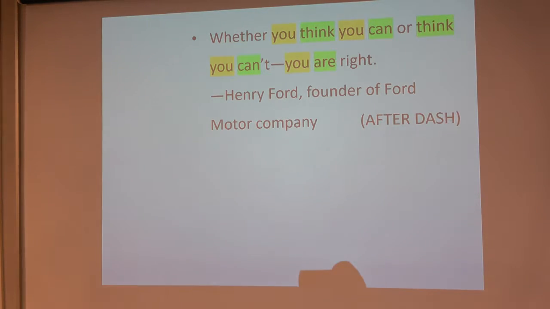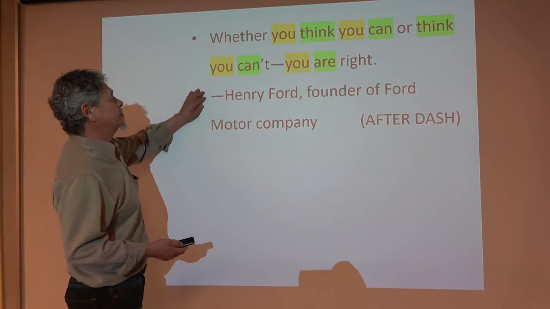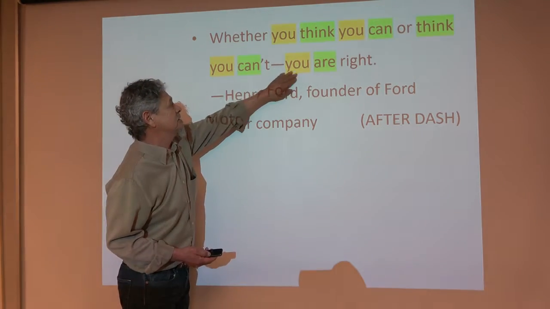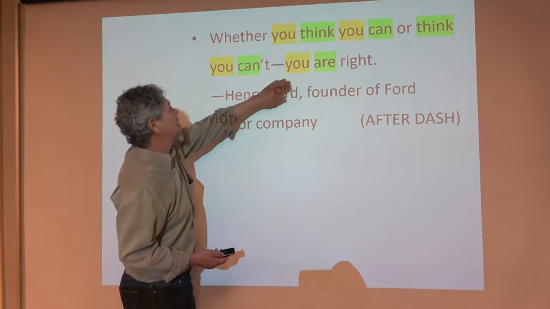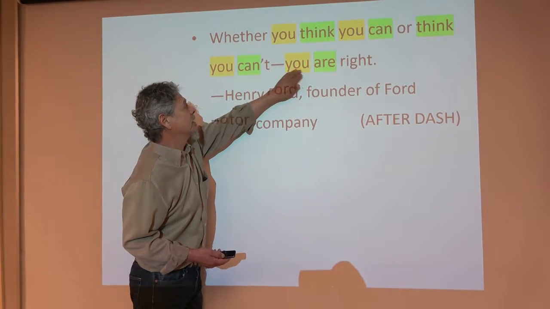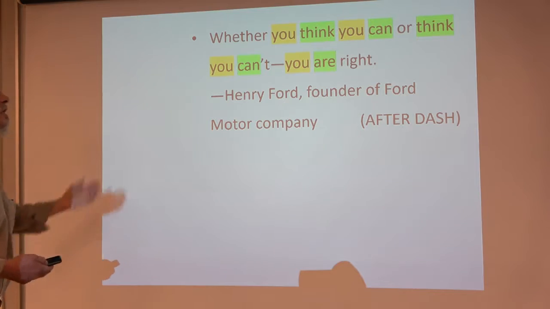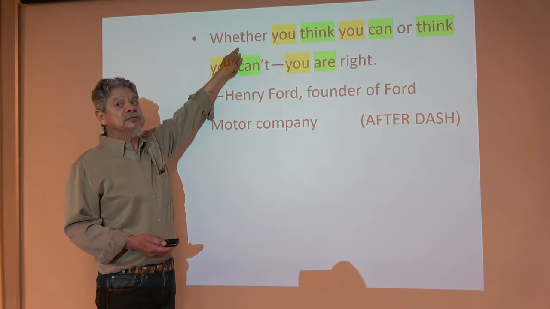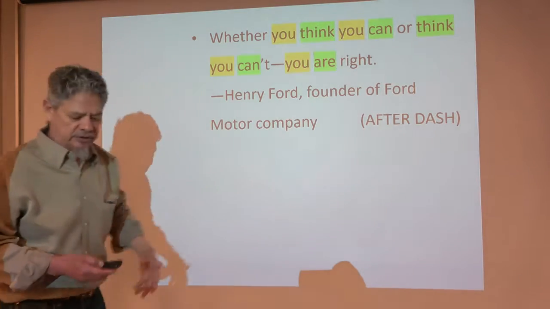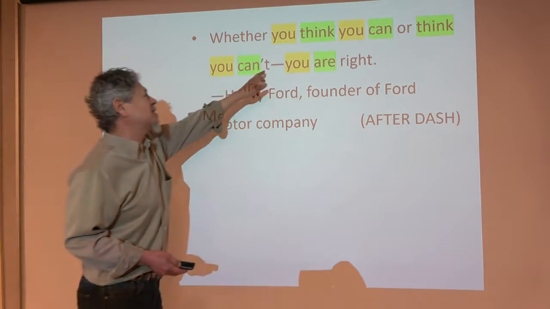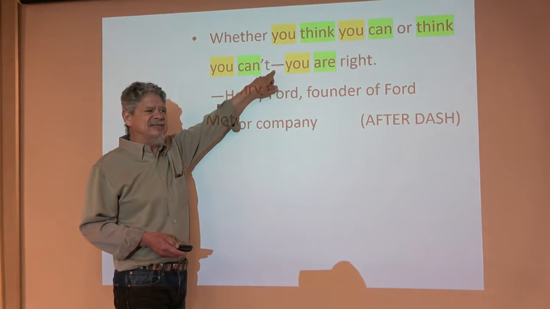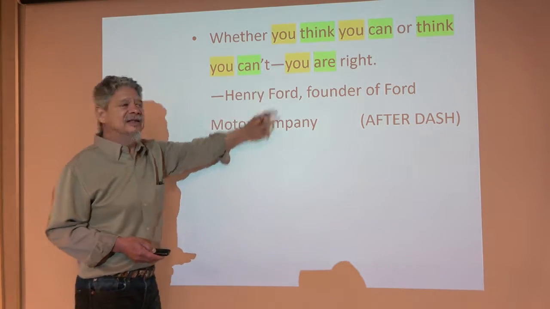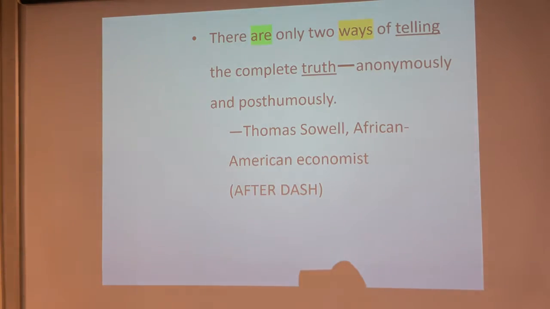All right, very good. So here, the dash comes. The important part is here, after the dash. After the dash, it could be a comma, you know. This is a dependent clause, but a dash is stronger. Could it be a colon? I don't know. I don't think so. Not here. Okay? All right.